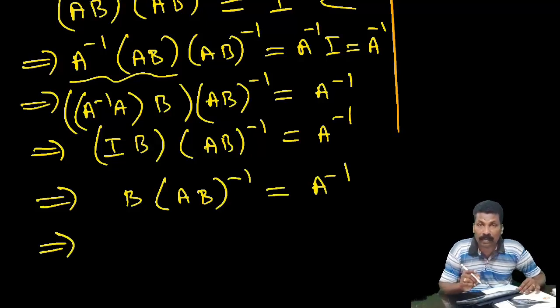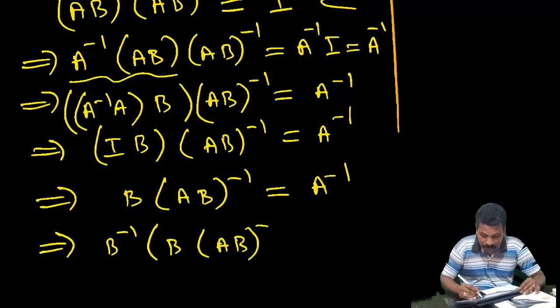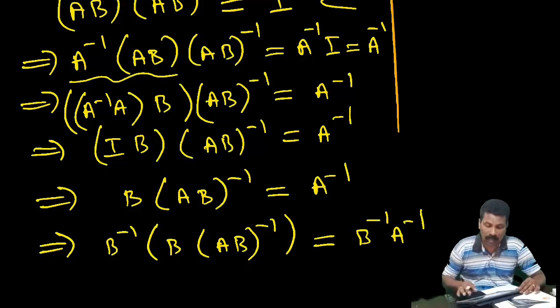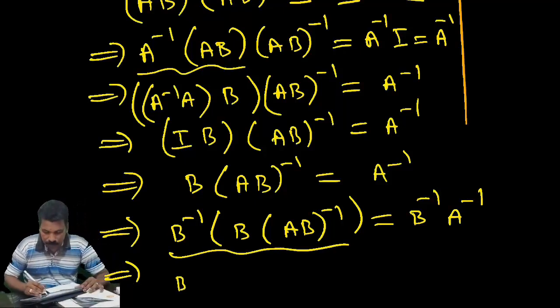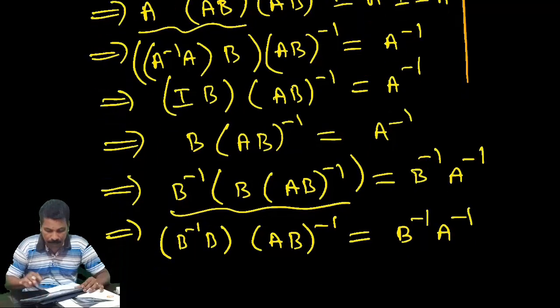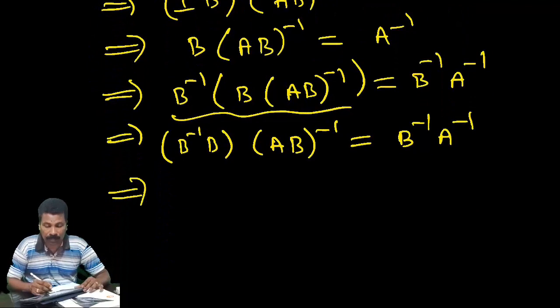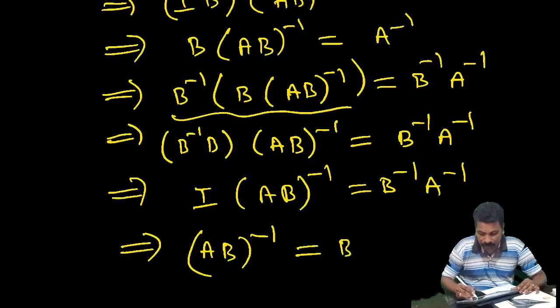Again by pre-multiplying this equation by B inverse, what will happen? B inverse B AB whole inverse is equal to B inverse A inverse. Again by applying associative law here, that is B inverse B into AB whole inverse is equal to B inverse A inverse. Now what is B inverse B? That is identity matrix. Now identity matrix into AB whole inverse is B inverse A inverse, which implies AB whole inverse is equal to B inverse A inverse.